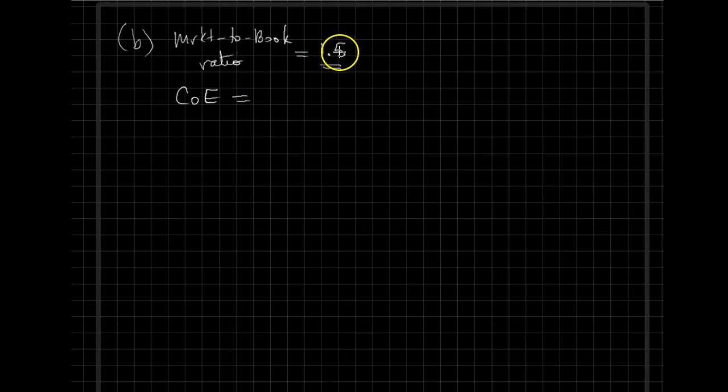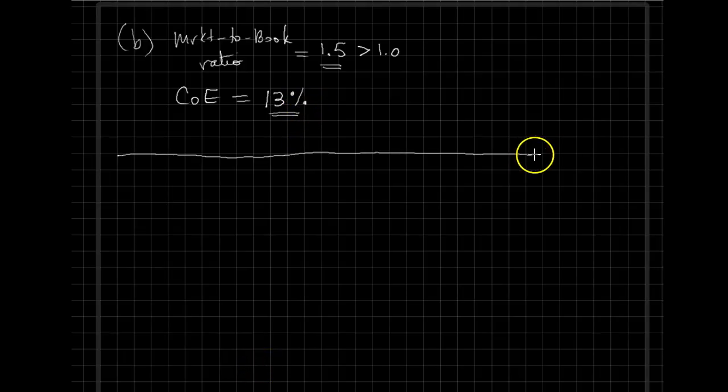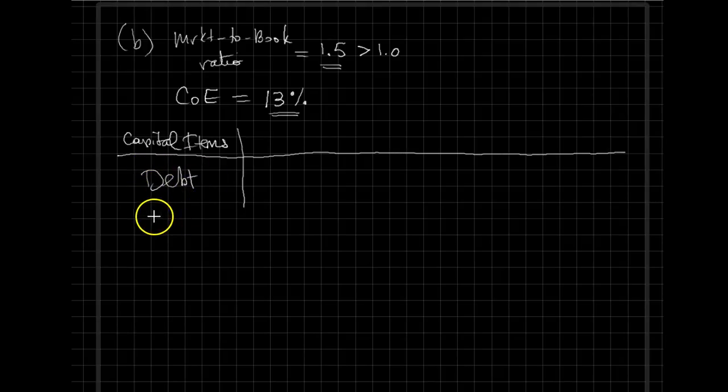Because of this market to book value ratio being greater than 1.0, cost of equity now is relatively less expensive at 13%. So basically the investors, the stockholders, have lots of confidence in the future earnings potential of our firm. So these are capital items. First, the capital items column. In this case, our capital items column again are long-term debt, and then equity.